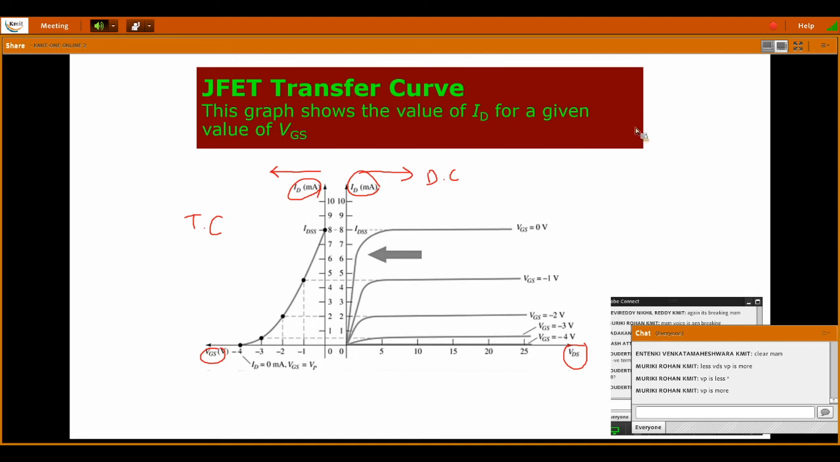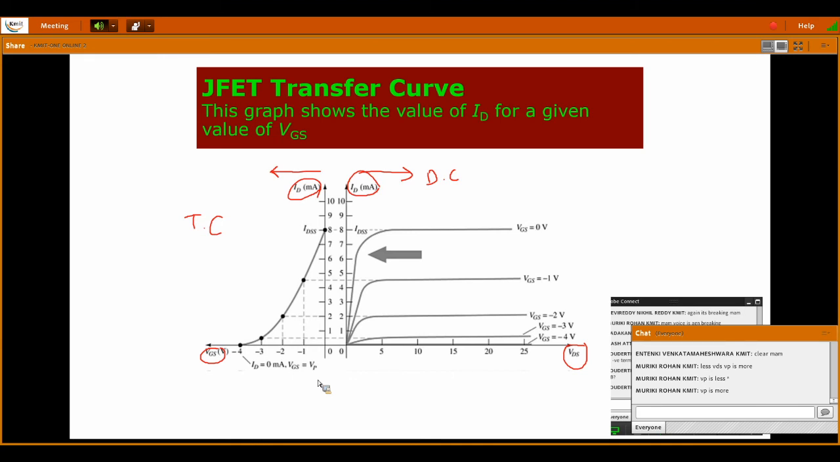Now till the drain characteristics we have understood very clearly: ohmic region, saturation region, and next comes the breakdown. VDS is increasing, ID is increasing, and the pinch off region is obtained. But when we come to transfer characteristics, when VGS is increasing negatively, that is when reverse bias is increasing, the drain current is decreasing. So ID is equal to 0 milliamps when VGS is equal to VP. So you can define pinch off voltage with respect to VDS as well as VGS.